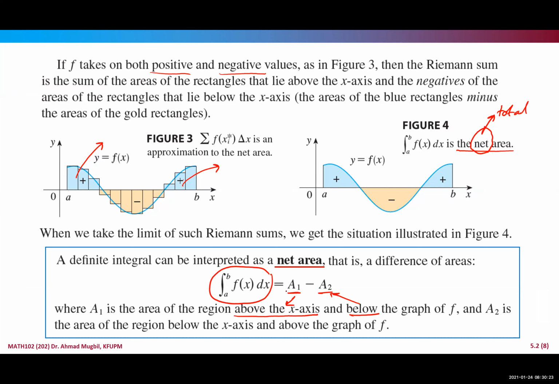It will be equal to the areas above the x-axis minus the areas below the x-axis, and this will be positive at the end, ya shabab, by the way. The definite integral could be positive, could be negative, but for the area, it is always positive.